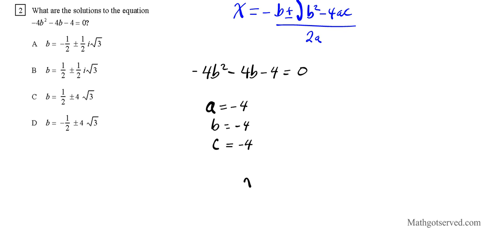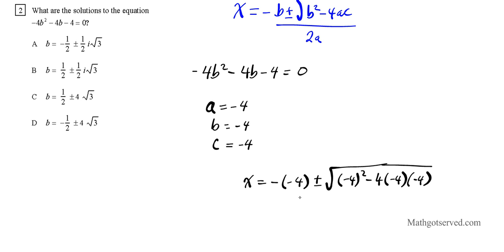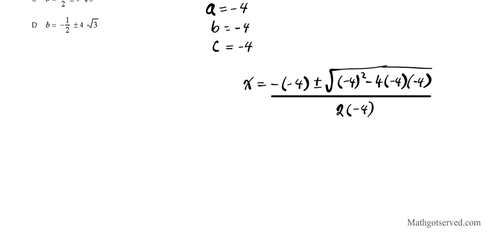So we have x equals minus negative 4 plus or minus the square root of negative 4 squared minus 4 times negative 4 times negative 4. That's 4ac. And that whole thing divided by 2a, which is 2 times negative 4. Okay? Divided by 2 times negative 4. All right, let's go ahead and work this out.